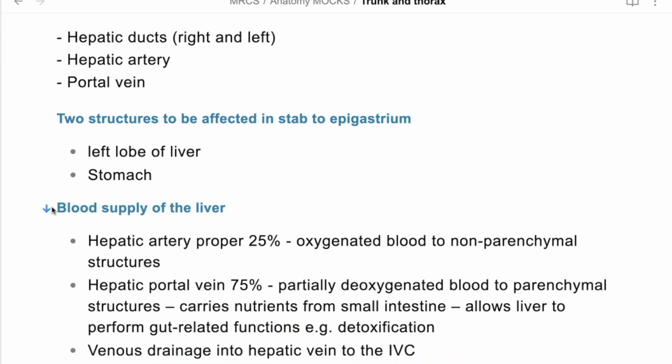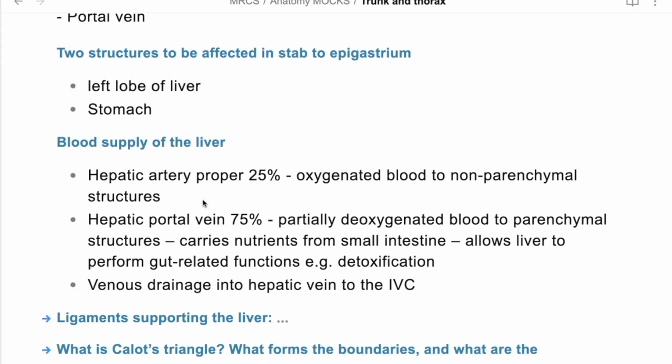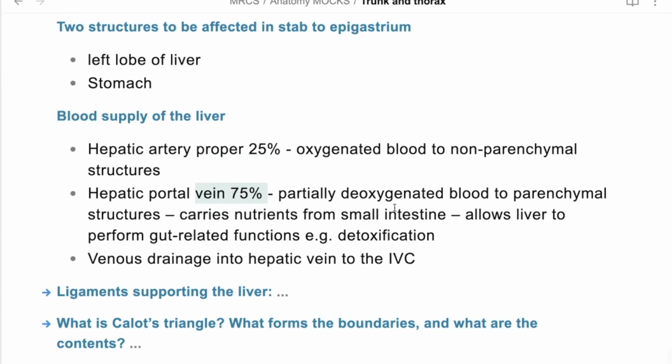Well, to be honest, I wouldn't classify it as arterial and venous. I would just say the hepatic artery is 25%, because actually the portal vein is sort of an arterial supply. It's a vein, I get it, but 75% of the blood supply to the liver comes from the portal vein. It's partially deoxygenated, but it's still sort of oxygenated and carries lots of nutrients. And the venous drainage goes to the inferior vena cava.